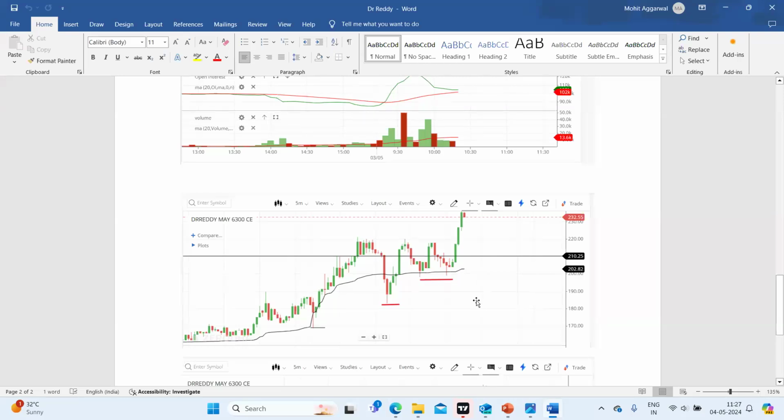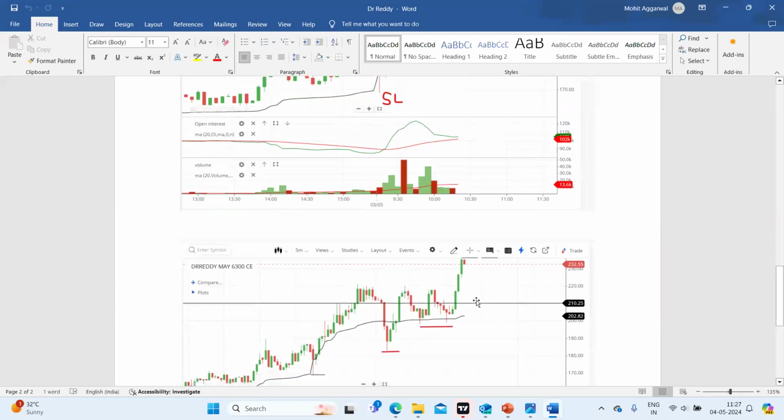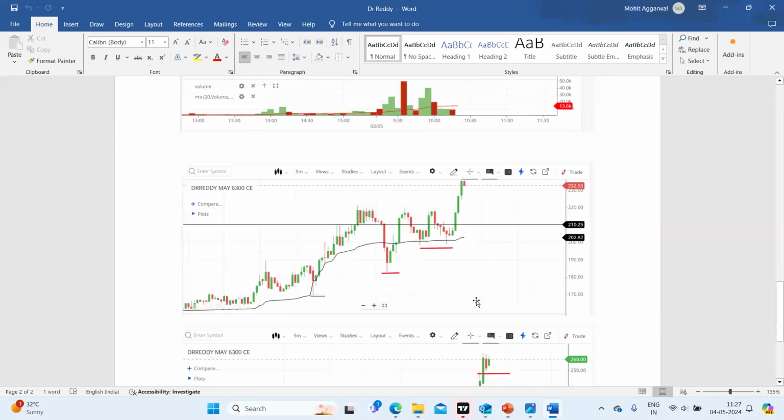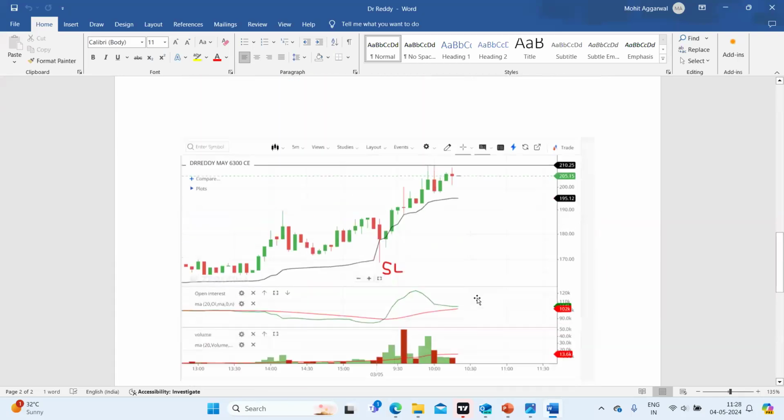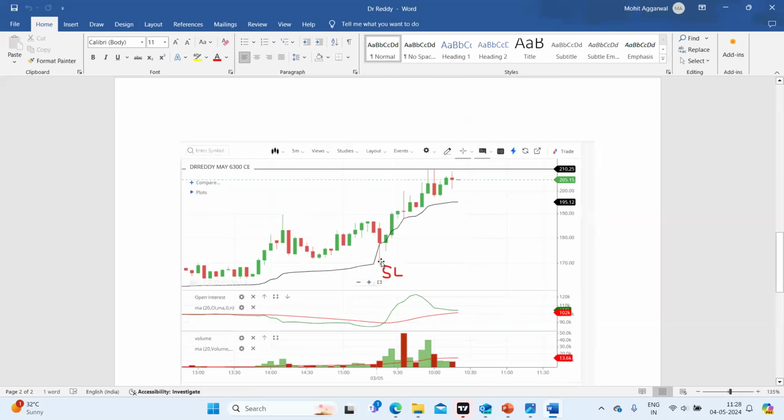So basically the funda is, you work on the options chart on a 5-minute time frame, and the nearest swing low of that option price is your stop loss on a 5-minute chart. Okay.